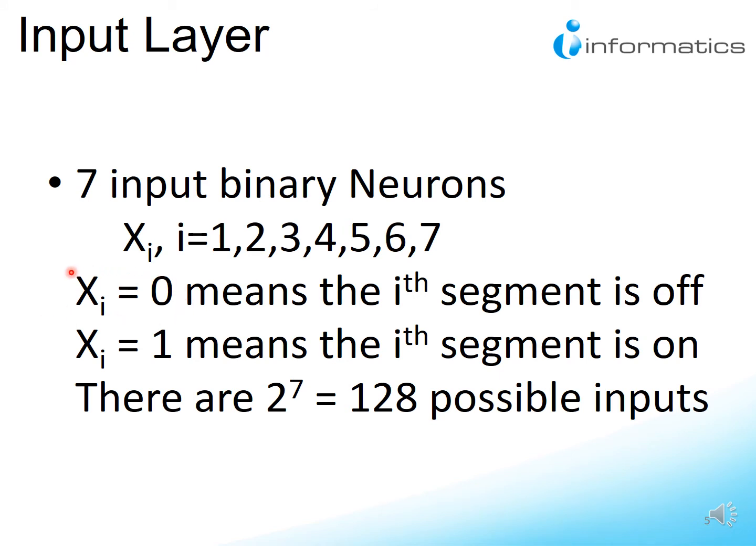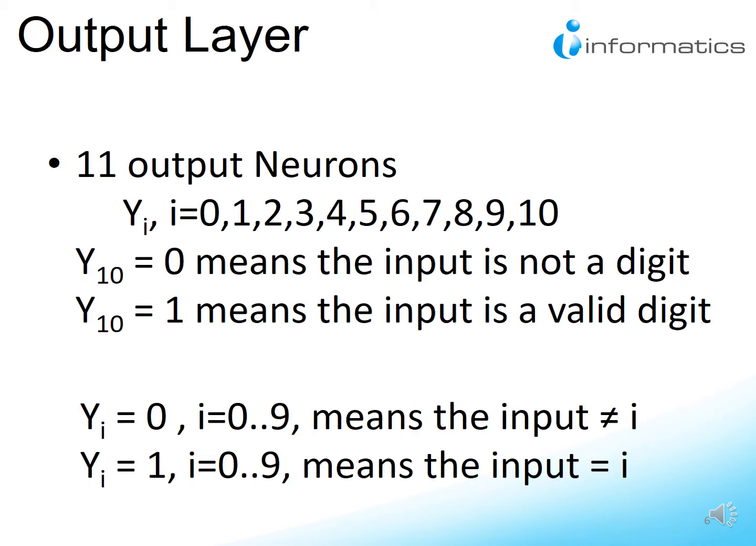If the activation of the highest neuron is 0, it means that the highest segment is off. If the highest segment's activation is 1, it means that the highest segment is on. There will be 2 to the power 7, in other words 128 possible input patterns.